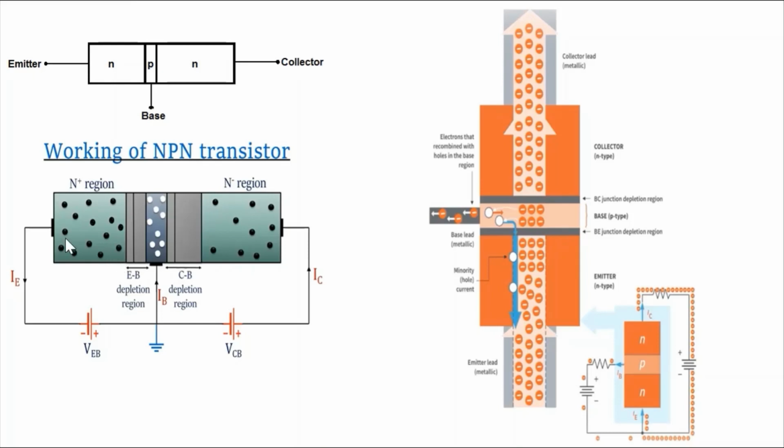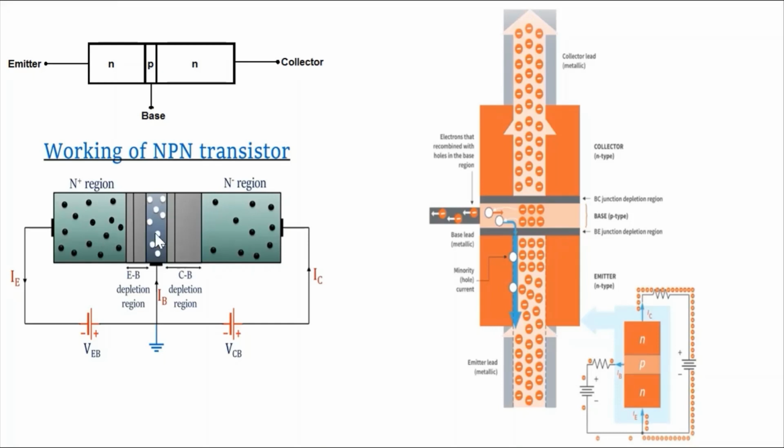Because the emitter region is connected to the negative terminal of this battery and the collector region is connected to the positive terminal of this battery, the depletion layer width is also different. For forward bias, the depletion layer width is low, and for reverse bias, it is high. The forward applied potential at the emitter junction allows movement of electrons from the emitter to holes in the base region.